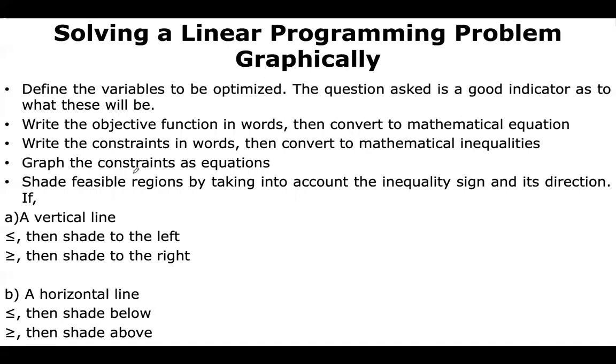Then the first step is to graph our constraint equations on the graph. And then we need to identify the feasible region by taking into account the inequality signs, greater than, less than, and their direction. So suppose we just have a vertical line and it is a greater than value, then we'll shade it here. If it is less than, then we'll shade it to the left. And if it is greater than, then we'll shade it to the right. Then if we simply have a horizontal line, and if it is less than, then we will shade below it. And if it is greater than that horizontal line, we'll shade above it.